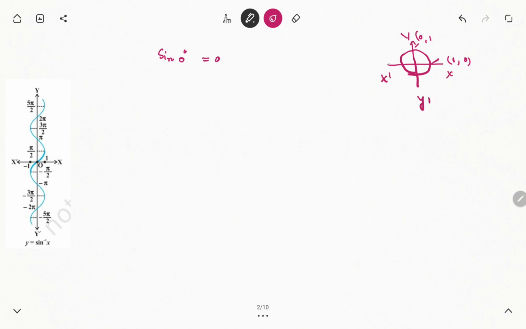X-axis: this point is minus 1, 0. And this point is 0, minus 1. Right? So, sine 0 is 0. Look at the y coordinate, right? You will get what is sine. Now, sine pi by 2 is 1.